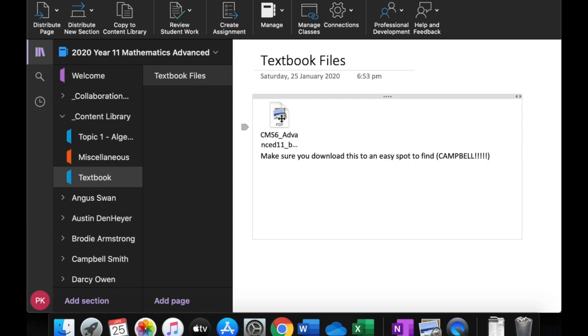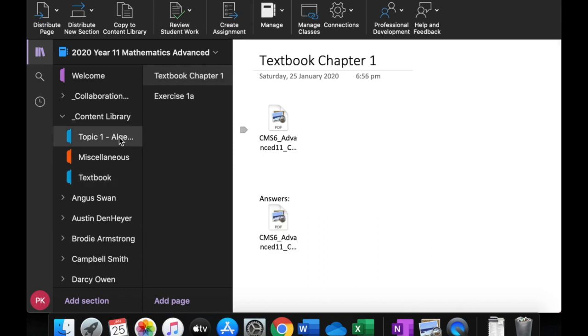Yes, Campbell, you need to not have to download this every single class. If we go into topic 1, algebraic techniques, you'll find just the chapter 1 of the textbook, and also the answers are down the bottom.